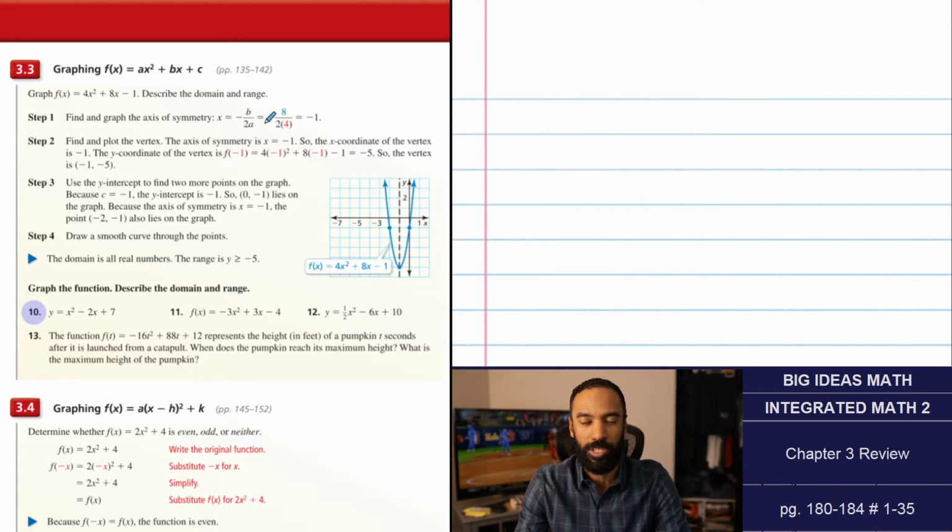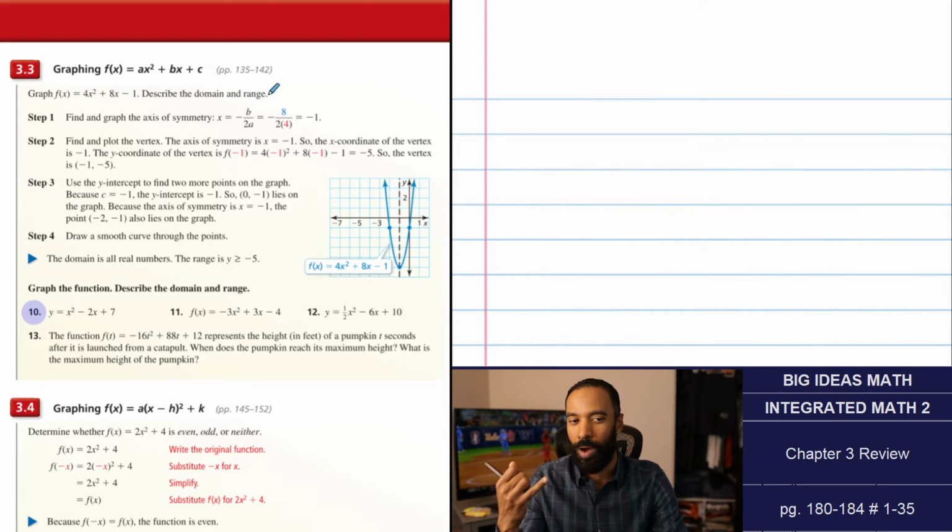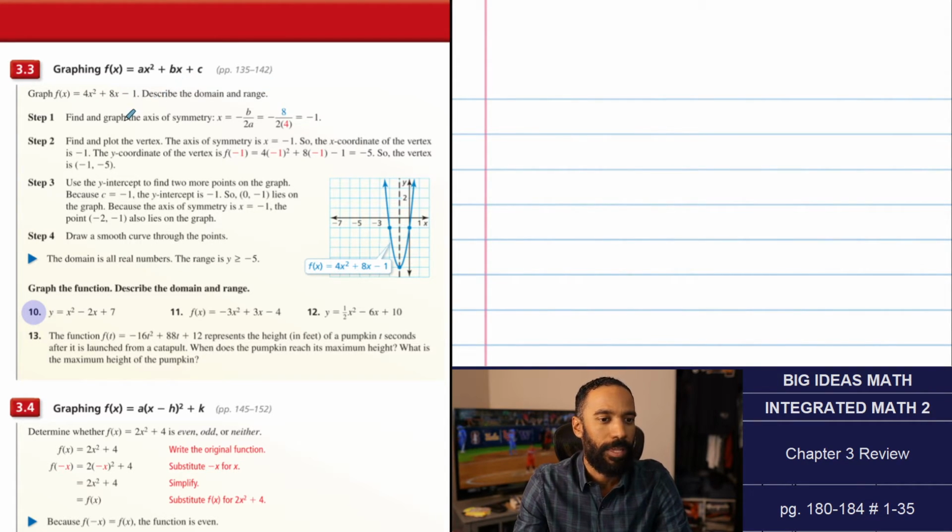That's one of the unique things about standard form that we have outside of completing the square or factoring. We also have the y-intercept, and I'm sure they're going to talk about that. So the axis of symmetry, the x-axis is at negative b over 2a, 8 being our b value, and then a being 4.